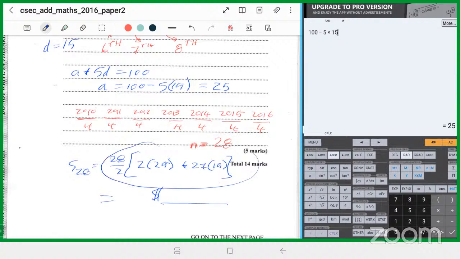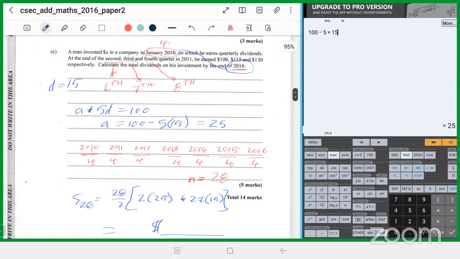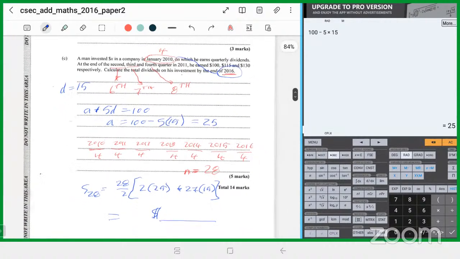When you work this out, just put the dollar sign in front of it, because it's money, the sum of money that he earned. So you're adding up all the earnings that he had. Understand that?